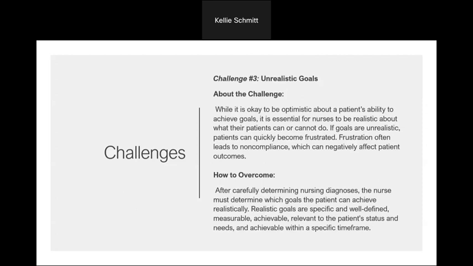As nurses, we must determine which goals the patient can achieve realistically. Realistic goals are specific and well-defined. They're measurable, they're achievable, and they're relevant to the patient's status and needs. They also need to be achievable in a specific time frame.